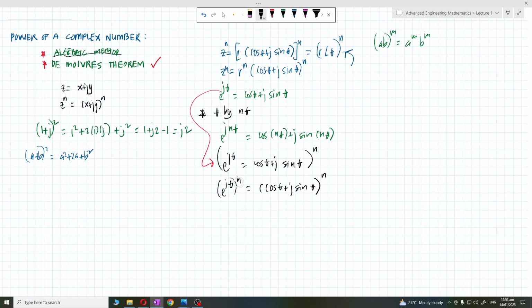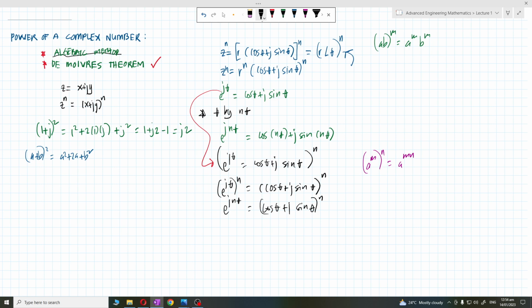But this expression, by using again the power of a power property, you can multiply the exponents, guys. Remember, if we have a raised to m, then raised to n, that is the same as a raised to the product of the exponents, mn. So that will become e raised to j n theta, equal to, I just copy, cosine theta plus j sine of theta, then raised to n.